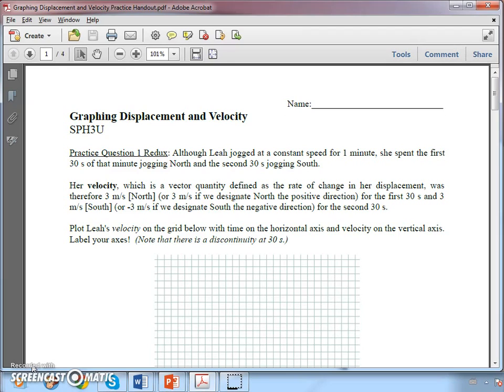So your challenge is to plot her velocity on the grid below, with time on the horizontal axis and velocity on the vertical axis. Be sure to label your axes, and note that you're not going to be able to connect this whole thing up with one straight line. There's going to be a discontinuity at 30 seconds. Okay, go ahead and pause the video and do that, please.